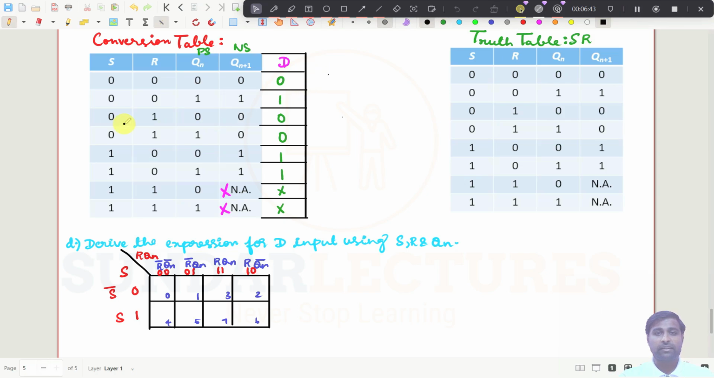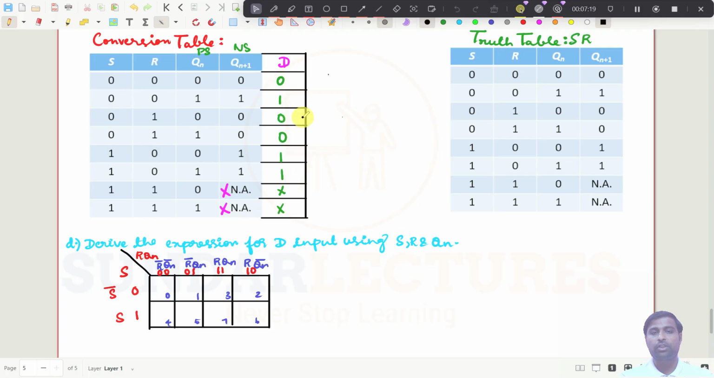You can see here, we have just drawn the Karnaugh map. Derive the expression for the D input using S, R and Qn. We have seen this in the previous lecture, so please refer to my previous lecture for the steps to derive the expressions. We need to go for the Karnaugh map. That means we take this as one input, this as another input, and this as the third input. Since we have two inputs for the SR flip-flop, we take Qn as another input. So this is three inputs now, and then R and Qn are here.